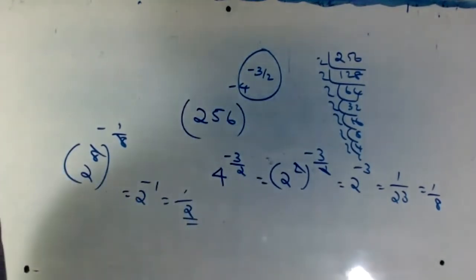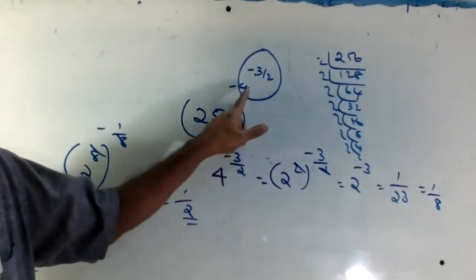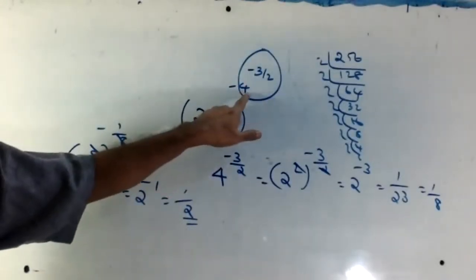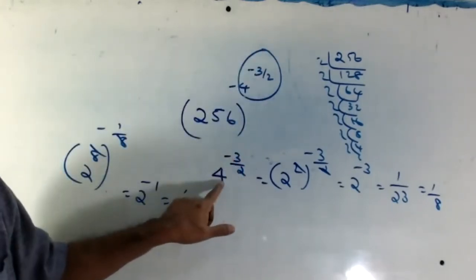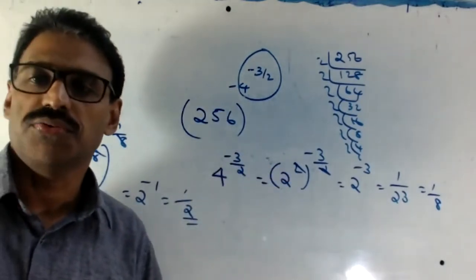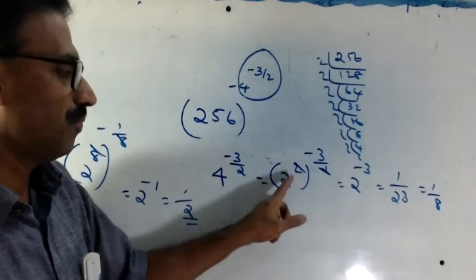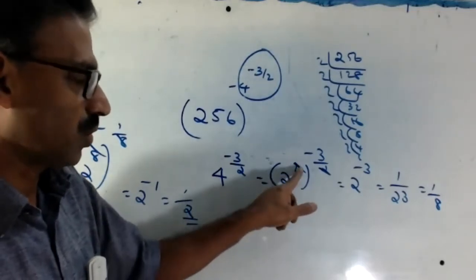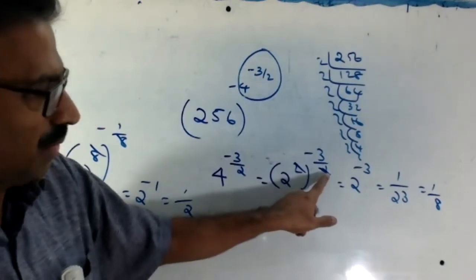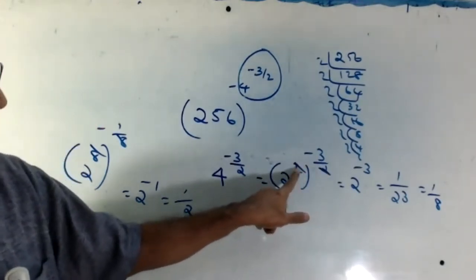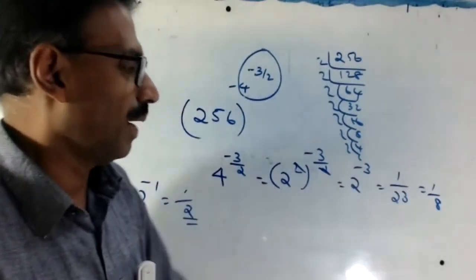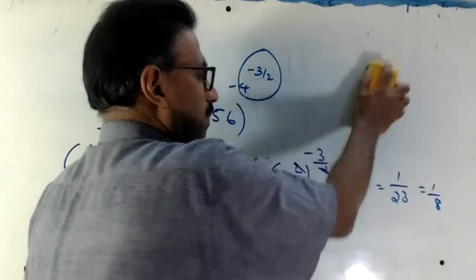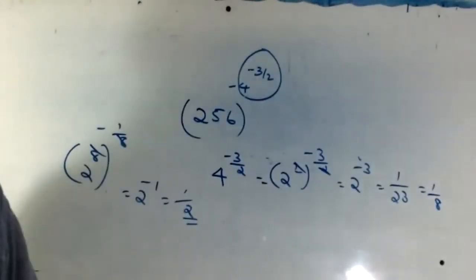The minus 4. All you know, look. Listen once again. 4 raised to minus 3 by 2. Instead of 4, I wrote 2 square. 2 square, 2 raised to square, 2 square into minus 3 by 2. This 2 and this 2 cancel. So that means 2 raised to minus 3. 2 raised to minus 3 means 1 by 2 cube. Okay. 1 by 2 cube is what? 1 by 8. Okay. Then, now the question.